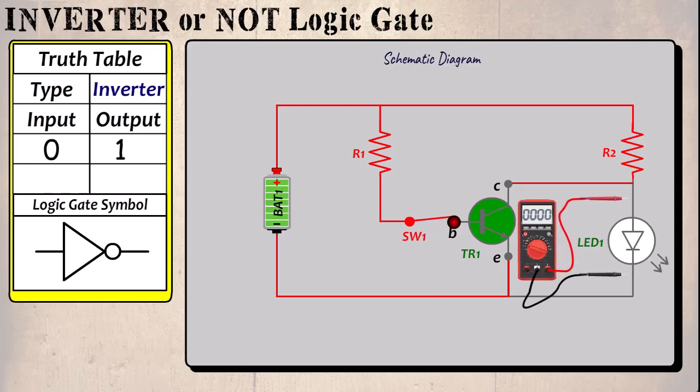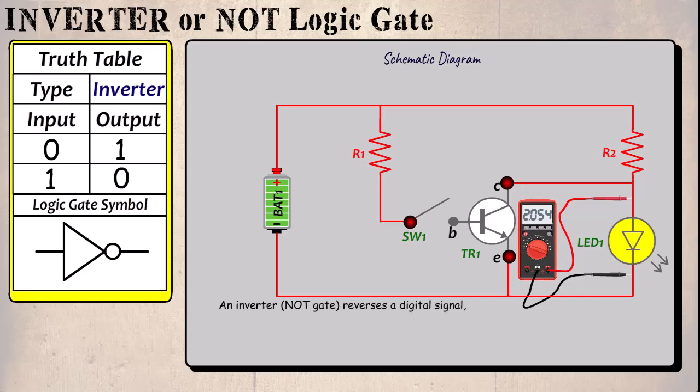We can test the voltage at this point. This reading is 0.039 of a volt, which is far too low for the LED to light. If we open the switch again, we can see that the voltage is much higher, over 2 volts, and the LED lights. So to conclude our truth table, when the input is 1, the output is 0.